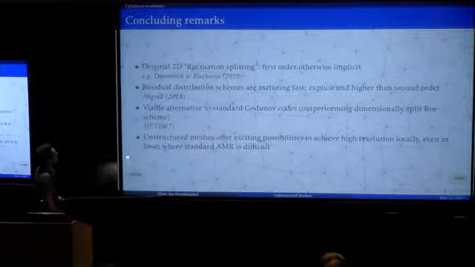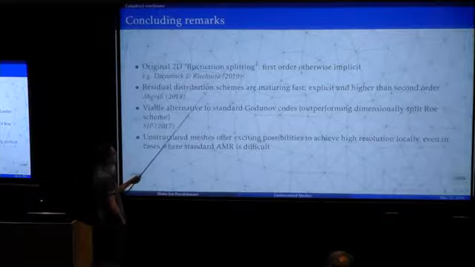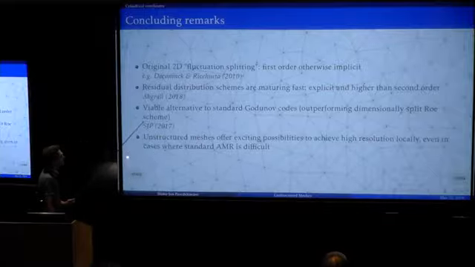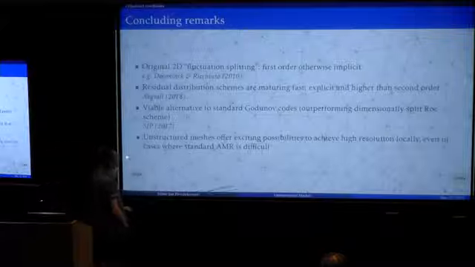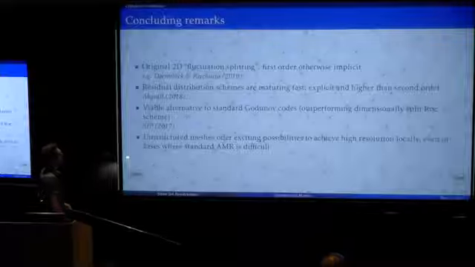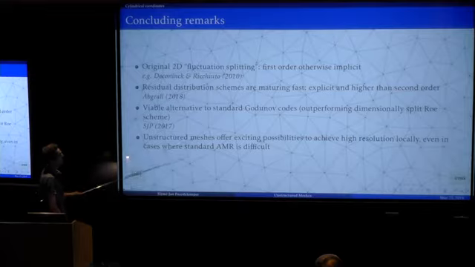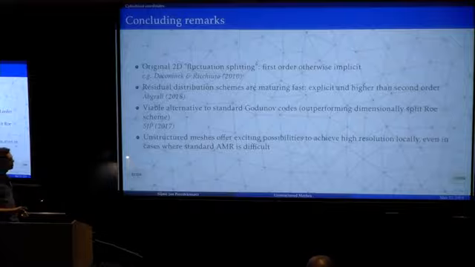But these schemes are maturing very fast. There are now explicit schemes, there's higher than second order, and this makes them a viable alternative to standard Godunov code. I've done various tests, and I've yet to come across a problem where a standard Godunov code will outperform this unstructured mesh code. And I think these meshes offer exciting possibilities to achieve very high resolution, even in cases where standard AMR is very difficult.